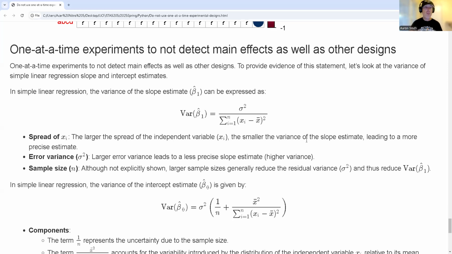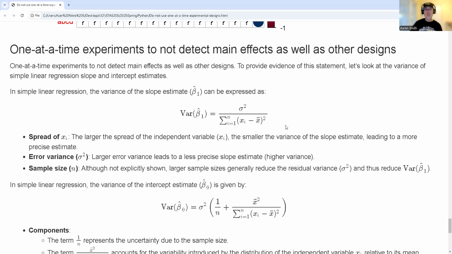To provide evidence for this, let's look at the variance of simple linear regression and the intercept. In simple linear regression, the variance of the slope is expressed with this equation. Now, notice what I've got. I've got a hard fixed value. This sigma squared comes from the situation that I'm trying to estimate. I have no control over what's going on. This is a hard, firm value, and it is what it is. Whatever it is, that's what it is. I can't change it. I have to work with it. But I have control of the x values. Okay, so let's look at this denominator.